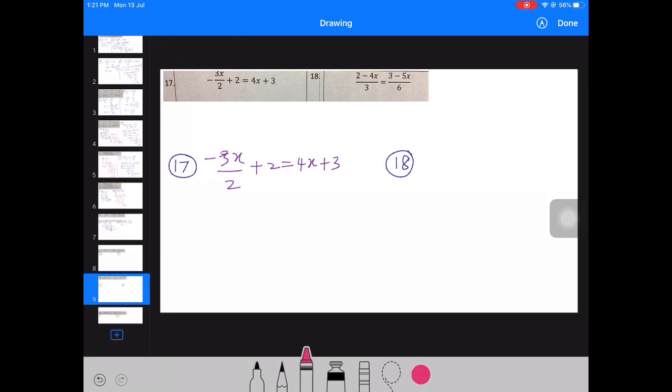Okay, I'm going to remove the fraction here. In order to do so, I have to multiply everything by 2. So here you times 2, times 2, times 2, times 2. So you times 2 here, here also you times 2, and times 2. So the first term, negative 3x over 2, you times 2. The numerator and denominator can be cancelled off.